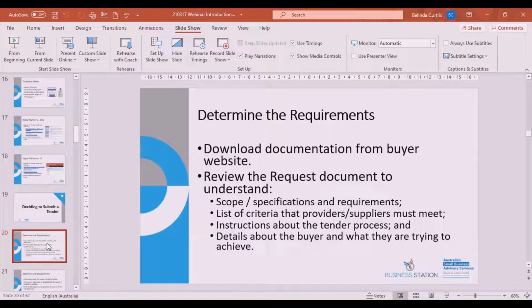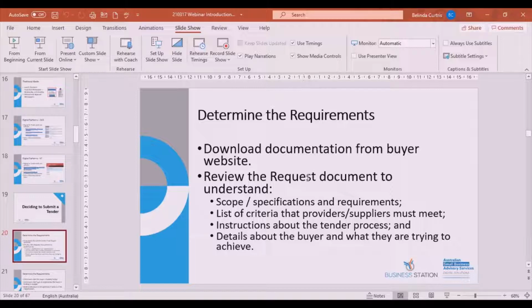So download the documentation from the buyer website, so Tenders WA. Again, downloading the documentation is free of charge, and generally it'll have all the documents about the tender, so the scope of works, the tender document, any plans or drawings, schedules that you have to complete. Everything that you need to make an informed bid will be included in those tender documents. Depending on the size of the tender and the dollar value, there can be quite a large number of documents that you'll have to read through to get an understanding of what the tender is chasing.